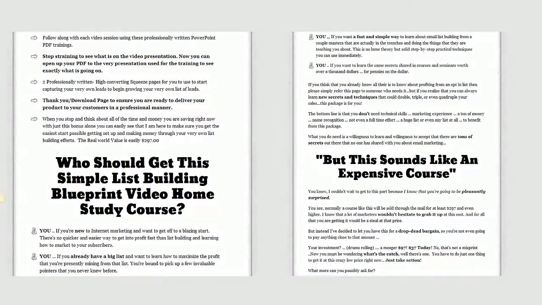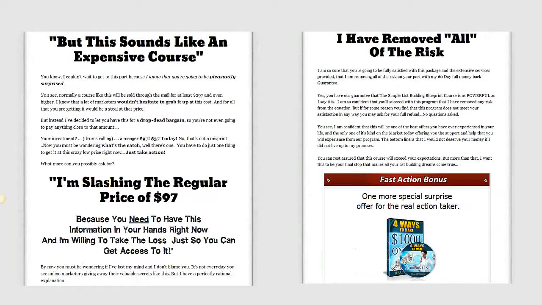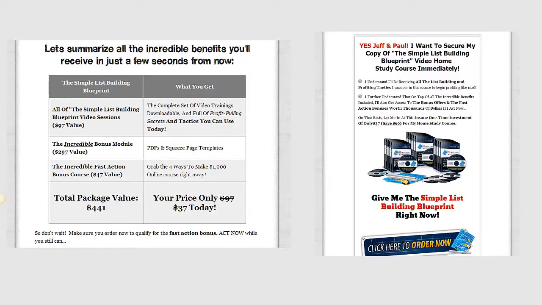This sounds like it's going to be expensive. And then you start driving in the points of the price there. And notice as we go forward here, I'm slashing the regular price. So that's another thing about the price being slashed. You've removed all the risks, so there's the guarantee now that's been included. A fast action bonus for those people that take quick action, for those people that take the action you want. And then you'll notice here as we go along, yes, and then it's got your name. I want to secure my copy. So you're making them take responsibility and take ownership of that.